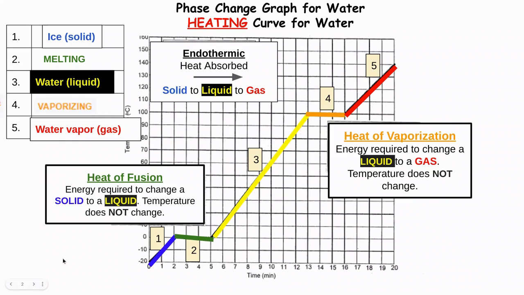So we've gone from ice at number 1, melting at number 2, where the temperature isn't changing, going from ice to water. That's the heat of fusion. Number 3 will color yellow. That is water. It's liquid. Number 4, color orange. That is the heat of vaporization. We are now vaporizing, and where the temperature remains the same during the phase change, that's the heat of vaporization. And finally, number 5, that's where our water vapor is now in its gaseous form.